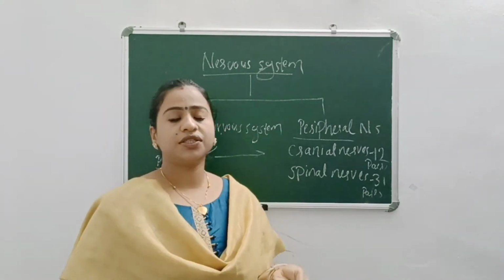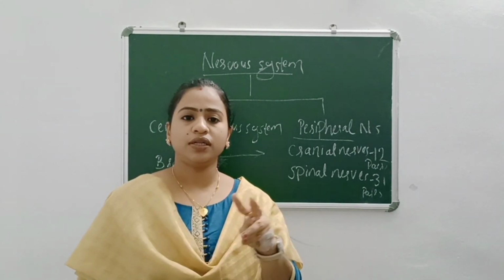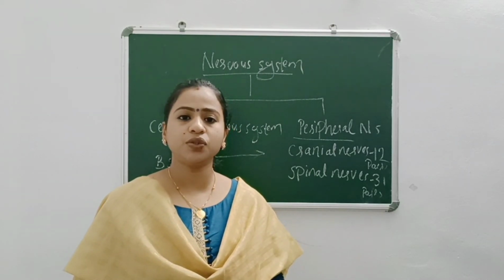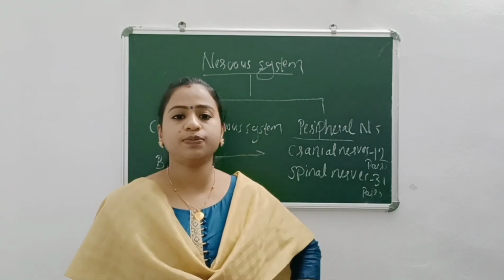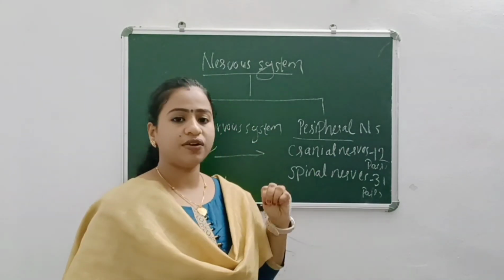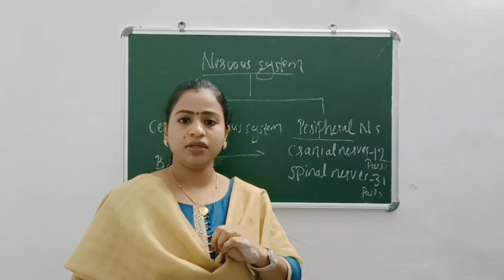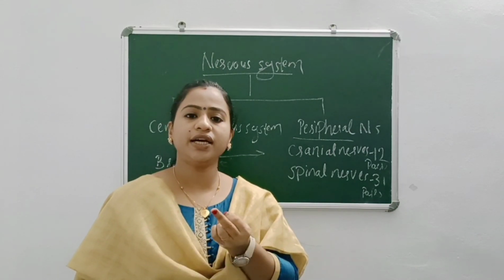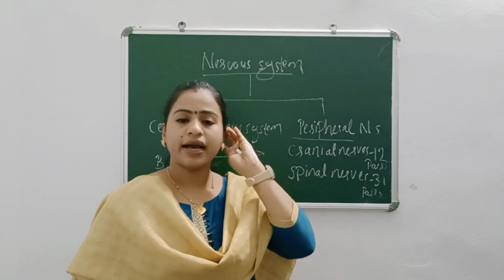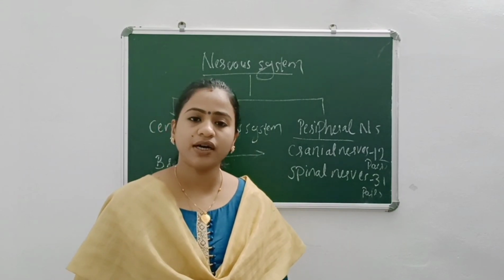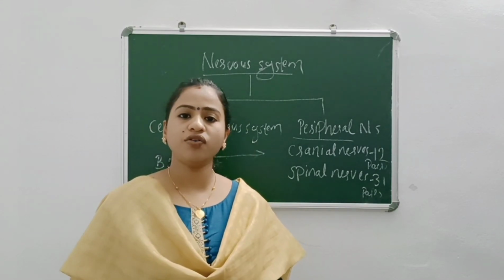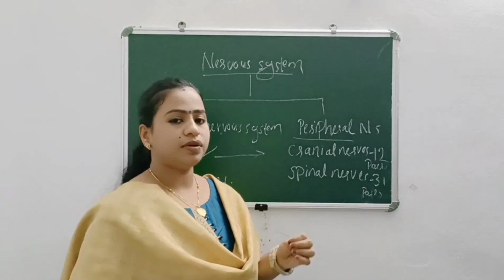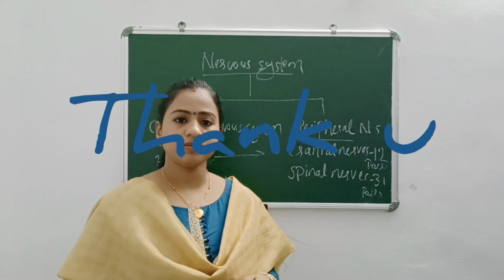So the nervous system is classified into two: central nervous system and peripheral nervous system. The central nervous system consists of the brain and spinal cord. The peripheral nervous system consists of the nerves. There are two types of nerves: cranial nerves and spinal nerves. The cranial nerves come from the brain and spinal nerves come from the spinal cord. There are 12 pairs of cranial nerves and 31 pairs of spinal nerves. Okay.